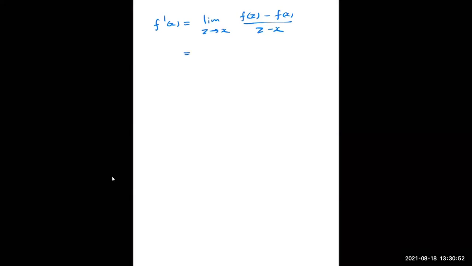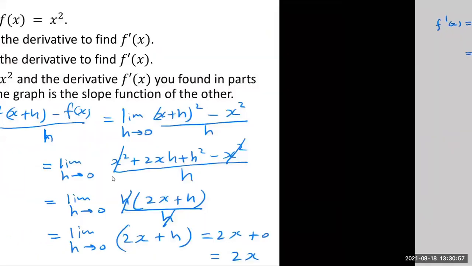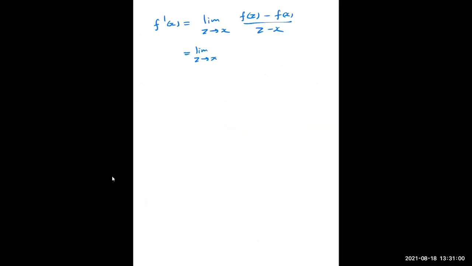So to find this limit, this is equal to limit z goes to x, f of z is z squared minus f of x is x squared, divided by z minus x. I can simplify this a little bit. Limit z goes to x, (z minus x)(z plus x), I'm of course factorizing my top, divided by z minus x. Now, by cancellation for limits, we can cancel these two common factors, z minus x, they will be gone.